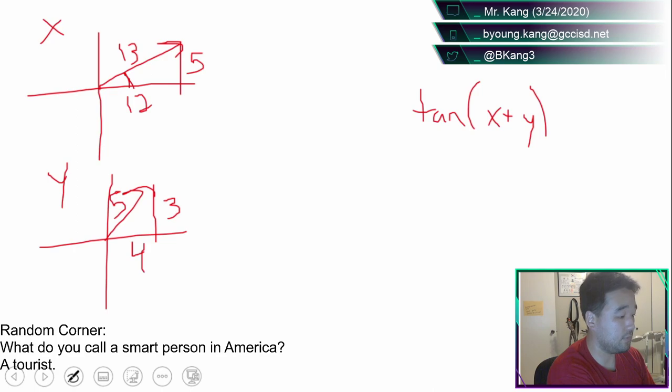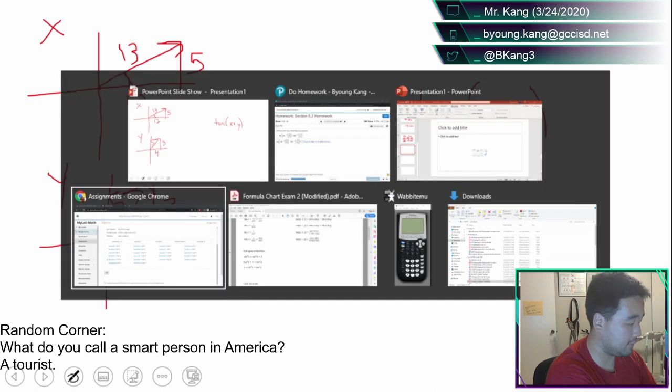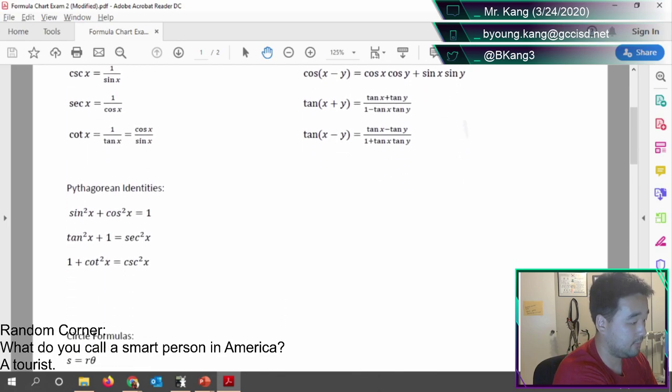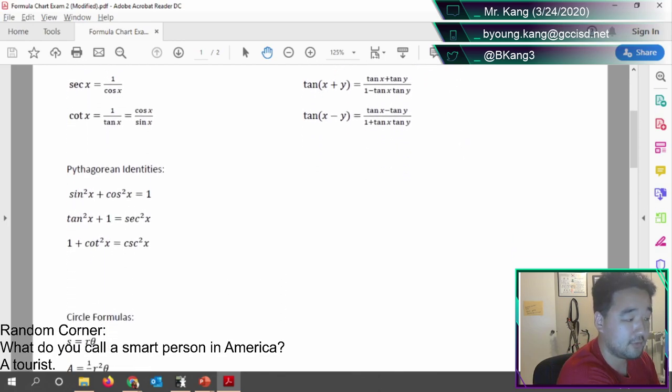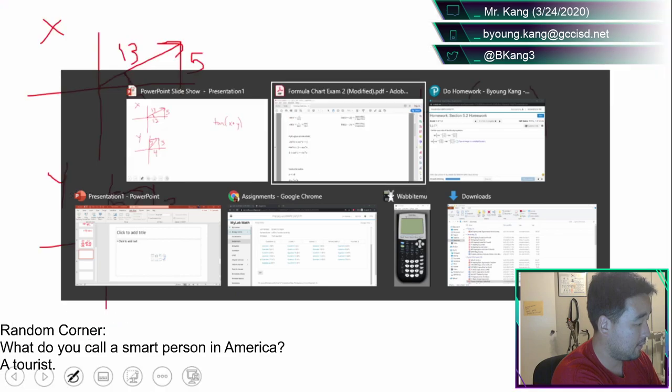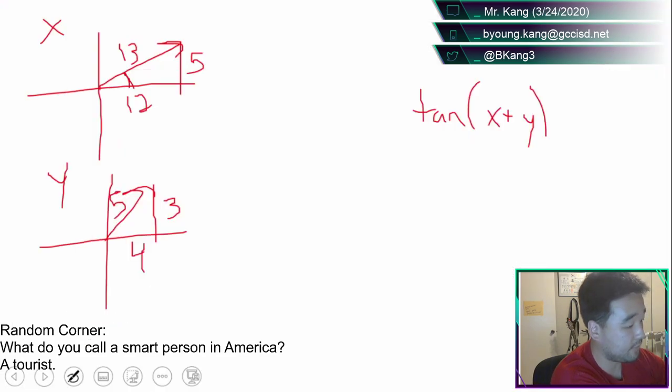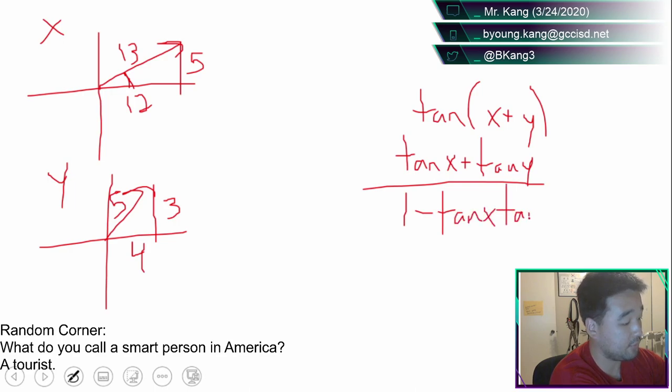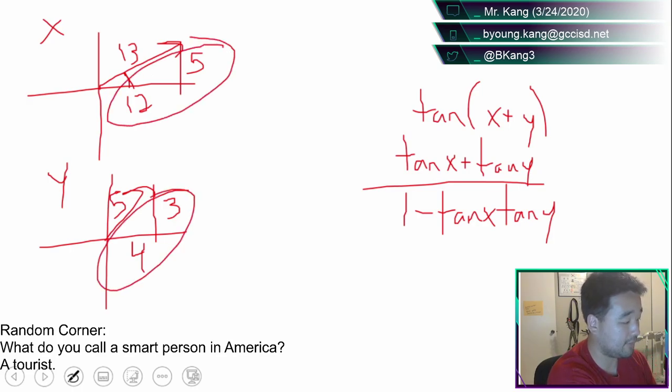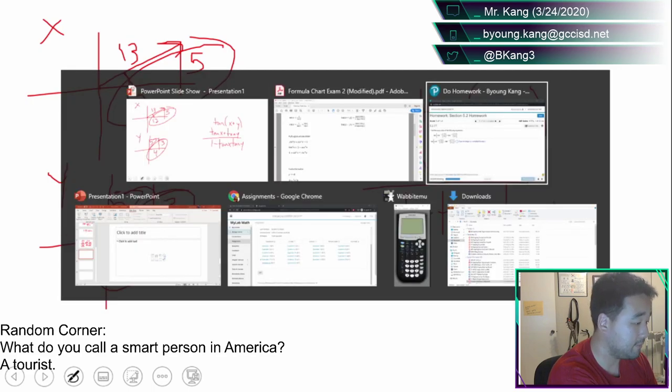Now we're going to do the tangent addition formula, which on your formula chart is right here. I'll move it to the top of the screen. So tangent x plus y is tangent x plus tangent y divided by 1 minus tangent x times tangent y. I only have two numbers to fill in, and I'm going to get the answers off of those two pictures. So tangent of x is going to be 5 divided by 12. Tangent of y is going to be 3 divided by 4. Well, they told me that already in the problem.